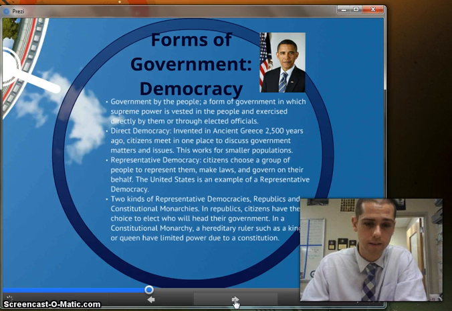In republics, citizens have the choice to elect who will head their government, and in a constitutional monarchy, a hereditary, meaning born one after another, ruler such as a king or queen has limited power due to a constitution. That can get a little bit confusing because it is also kind of a monarchy, but we'll talk about that later.